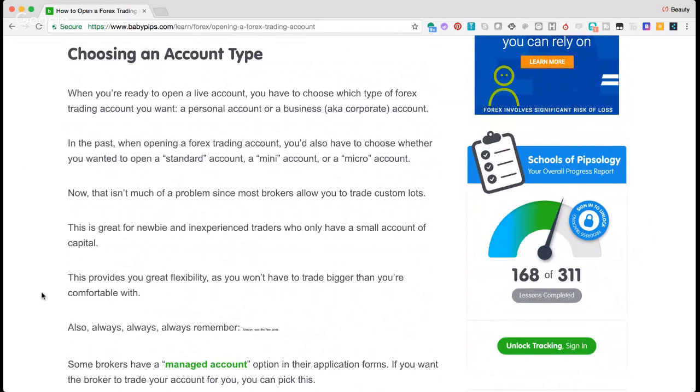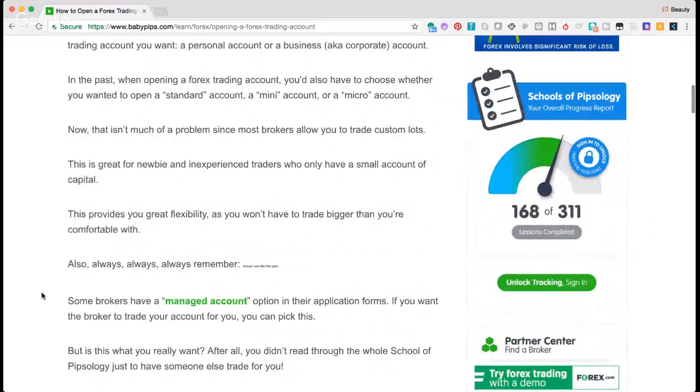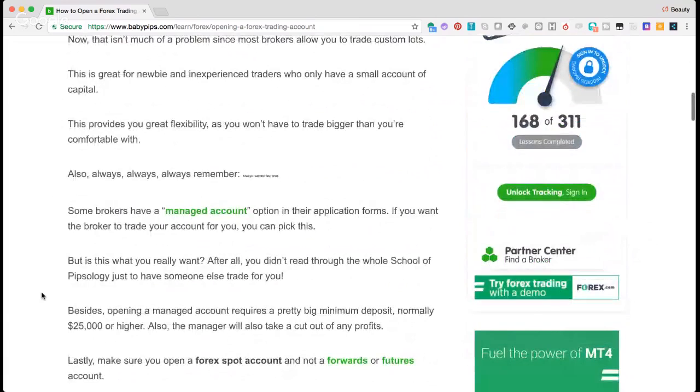Now, that isn't much of a problem since most brokers allow you to trade custom lots. This is great for newbie and inexperienced traders who only have a small amount of capital. This provides you great flexibility as you won't have to trade bigger than you're comfortable with. Also, always remember, read the fine print.